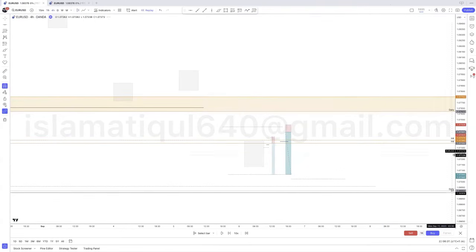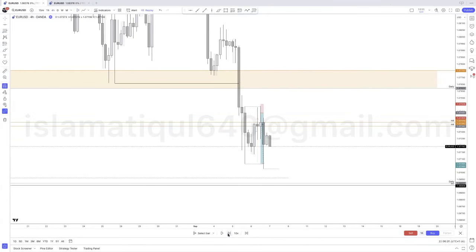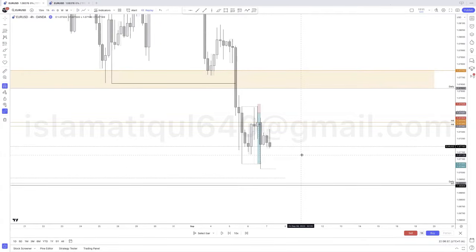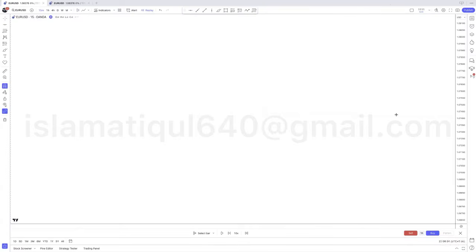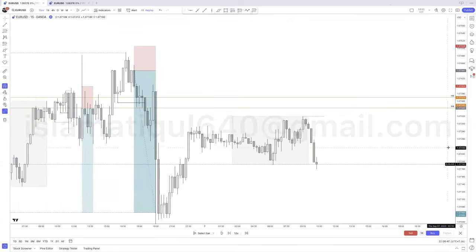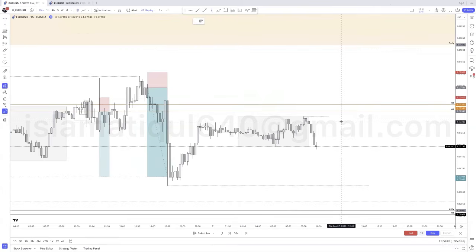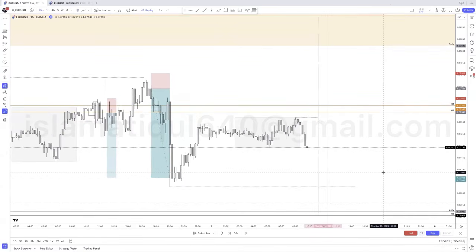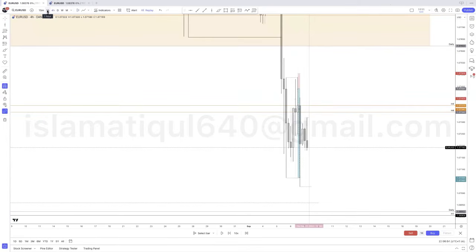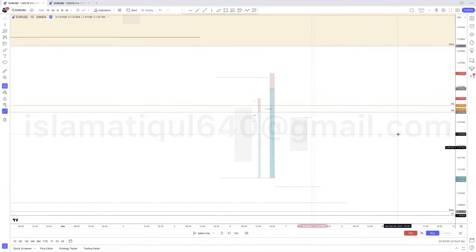Let's wait for Asia to end and then decide what to do. Asia did not tap into it yet. I think Asia is building up liquidity right below the key level that we marked out. So London might give us a good sweep. The H4 is broken, we have that confirmation entry.